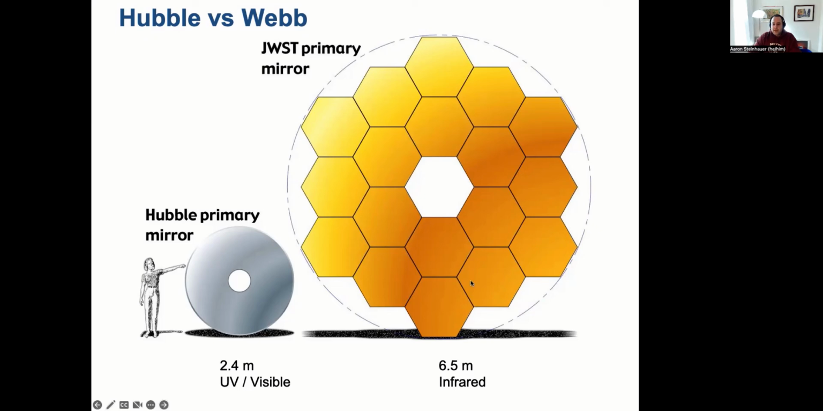So the light gathering power of this telescope as opposed to this telescope is a factor of 7 or so. If you take this divided by this and square it, you get over 7 times more light gathering power for this telescope than this telescope. Plus, it's optimized for a different wavelength regime.